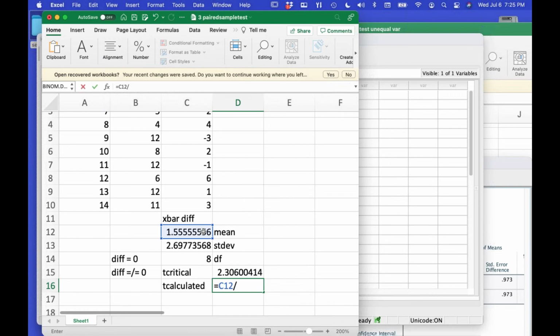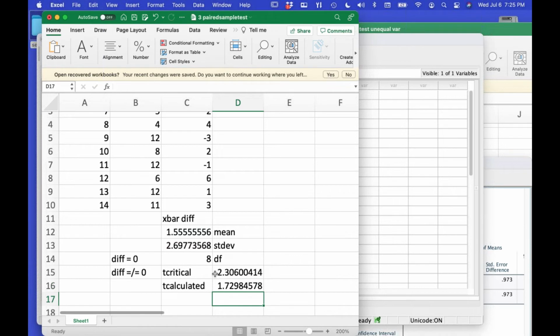It's going to be equal to the standard deviation divided by the square root of the sample size. And the sample size is 9. So I'm just going to put 3 here again, because I know Excel doesn't like something about that format. And it comes out to be 1.72.